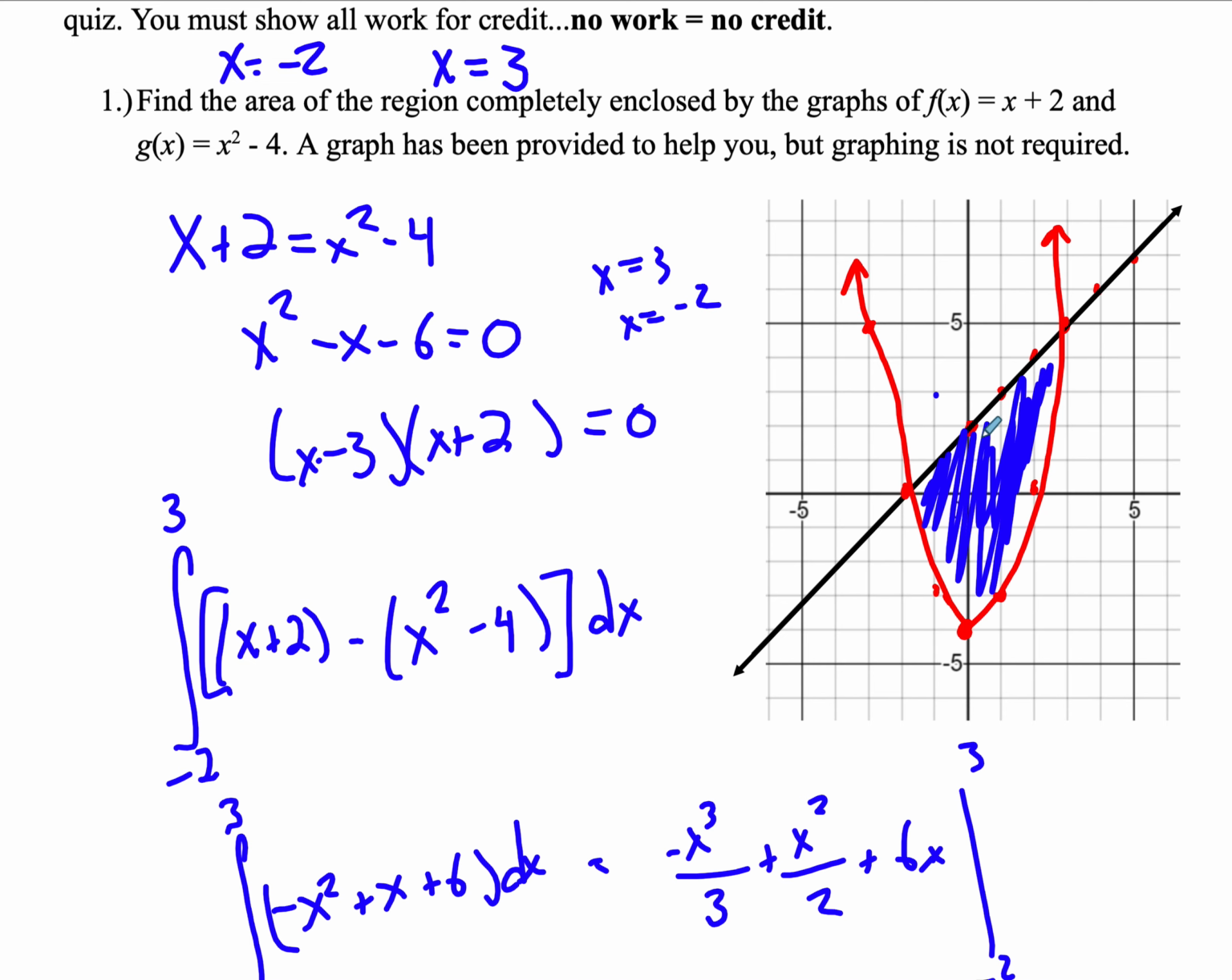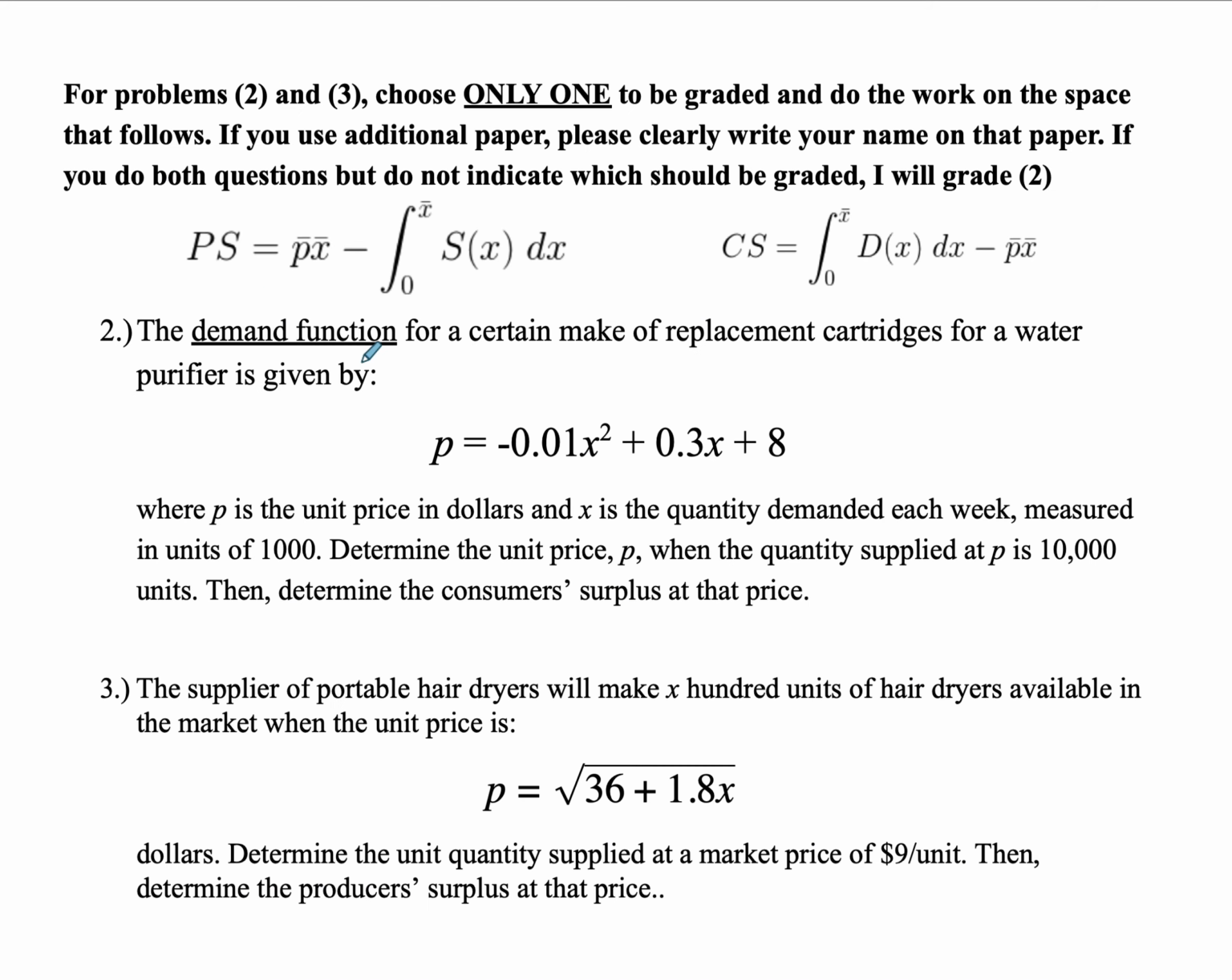In this case, when you see the words completely enclosed, that means that there are intersection points, and the x values of those intersection points, here -2 and 3, are going to be the lower and upper limits of integration. Okay, so I'm going to move on to the next one.